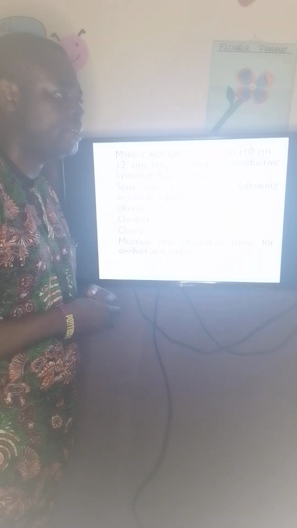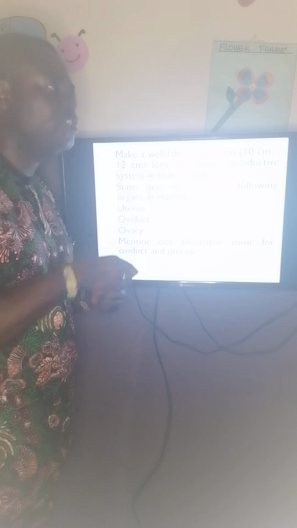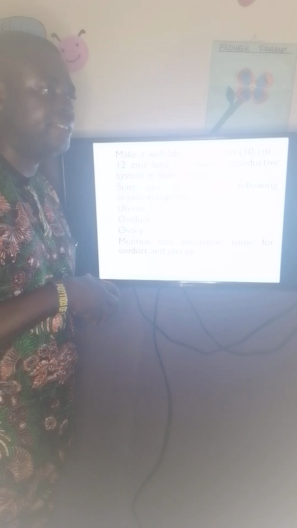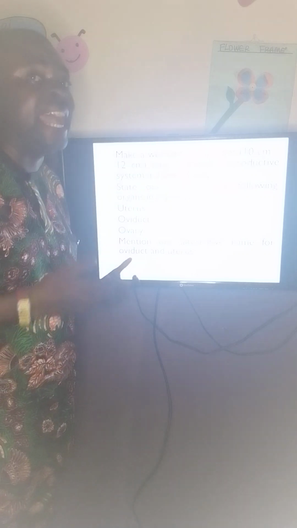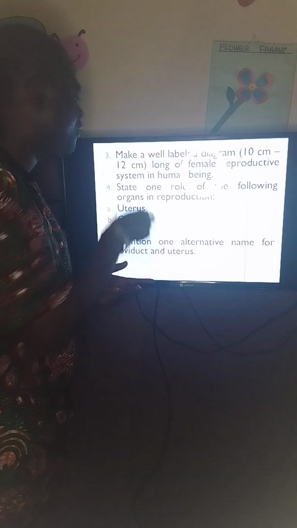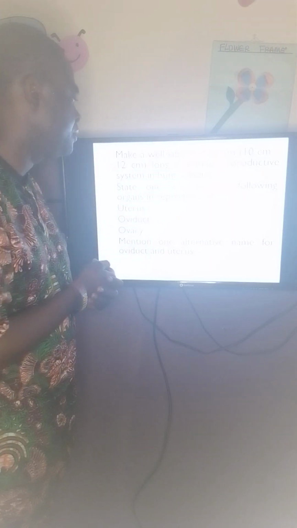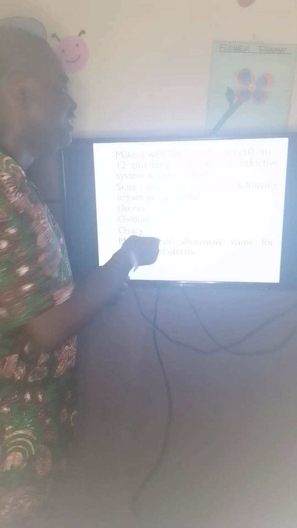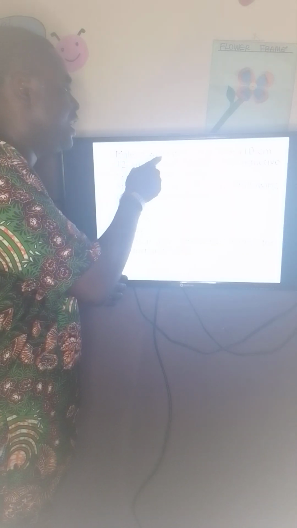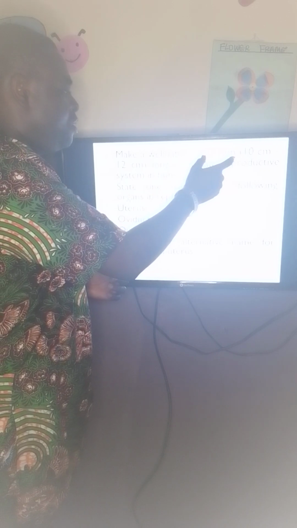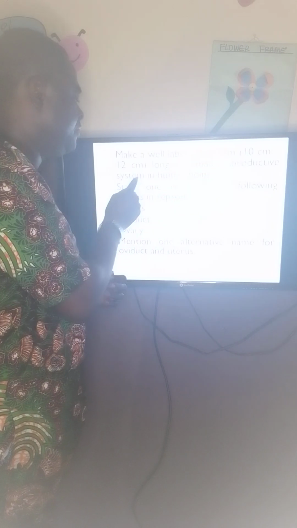What are the things we mark? CL, which means clarity of lines. TL, which means title. You can actually get your title from the question. What did they say it should be? Forget about 'make a well-labeled'. Start from here: diagram of female reproductive system in human beings. That's your title.